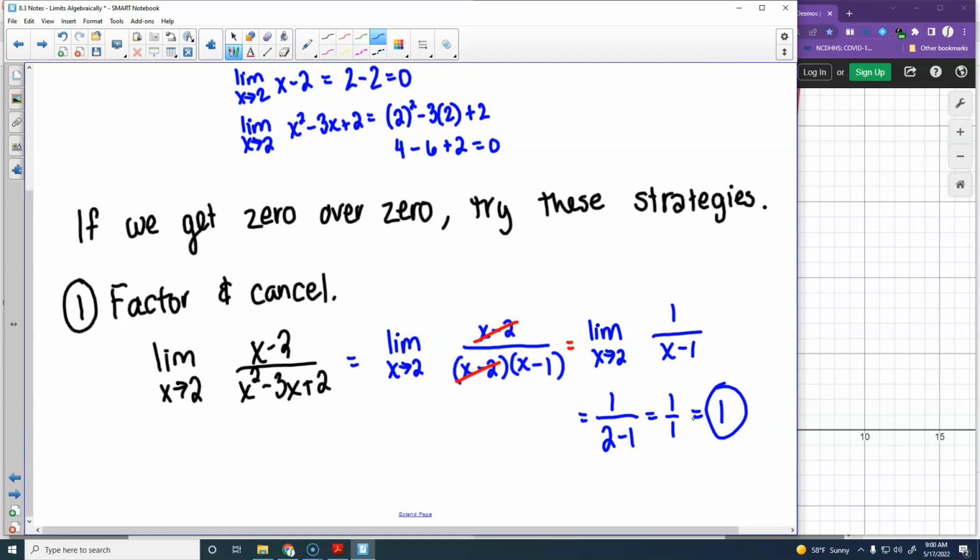Yes. When you plug the 2 in. So if you still have x's, you still need limit notation. But when you take the 2 and you plug it in where the x is, that's when you stop using the limit notation, or whatever number you have there. Okay, questions?